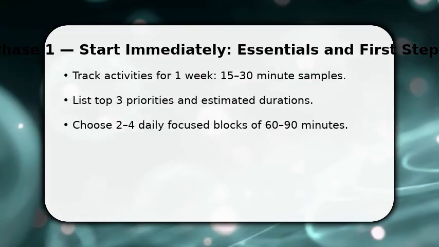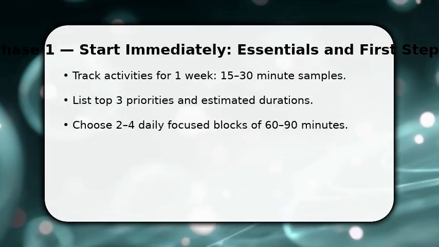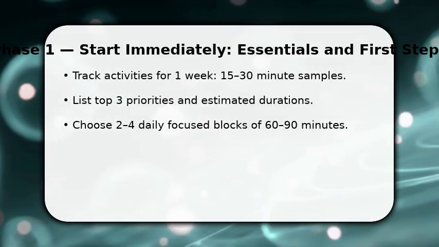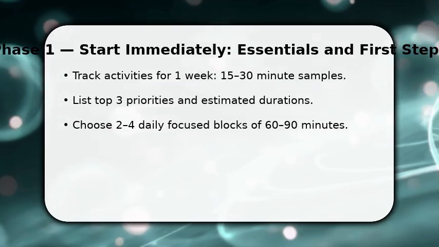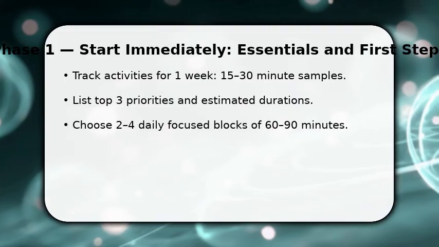You begin by running a quick time audit so you know where minutes leak, tracking 15 to 30-minute samples for 1 week. Once done, identify your top 3 priorities and estimate realistic durations for each.